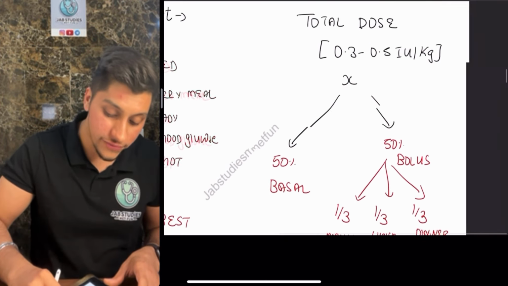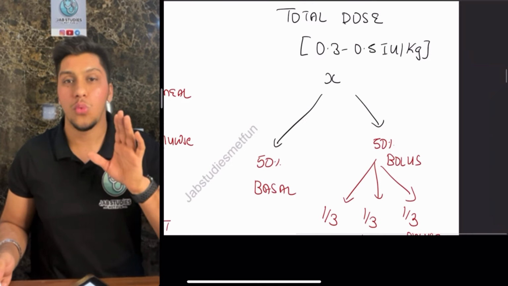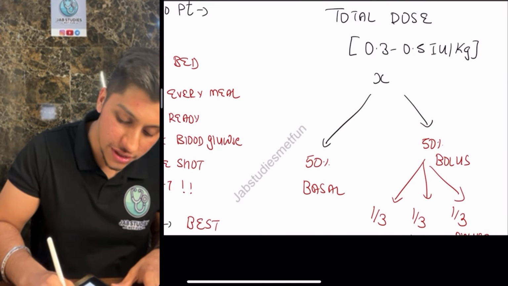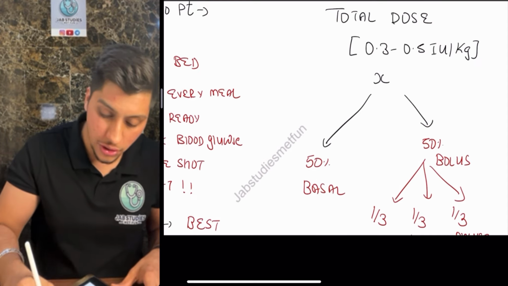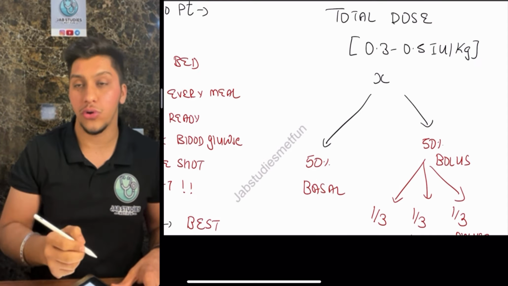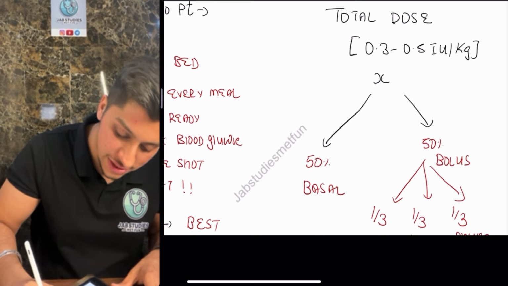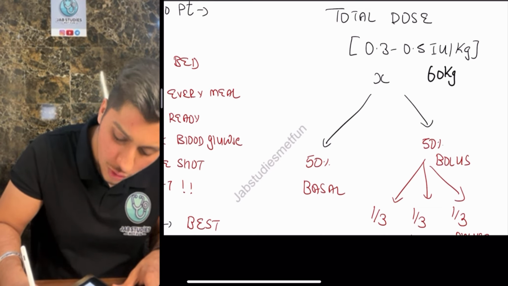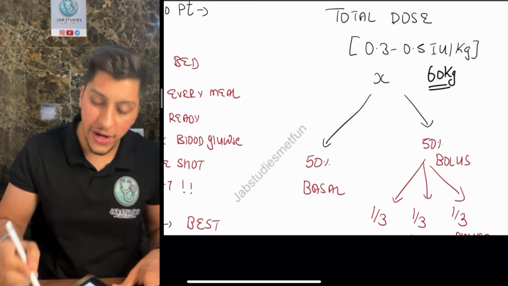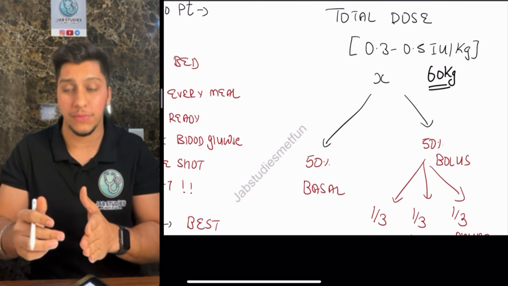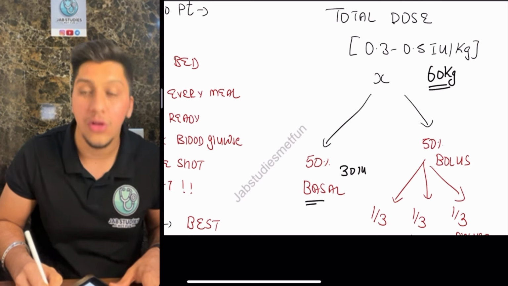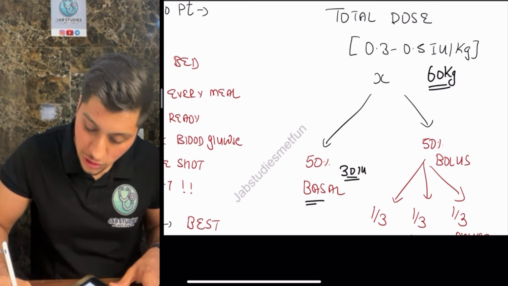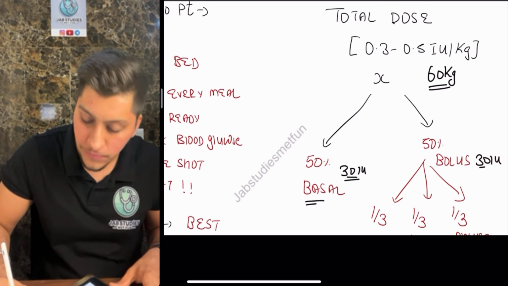Now, how will you give this dose? Very importantly, you will measure it 0.3 to 0.5 international units per kilogram, or units per kilogram. For example, if the patient's weight is 60 kg, okay? What you are going to do is divide it into 50%, which means the long acting one will be 30 international units, okay? And for the bolus, you will give 30 international units, okay?